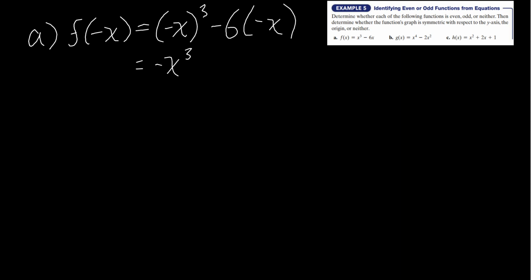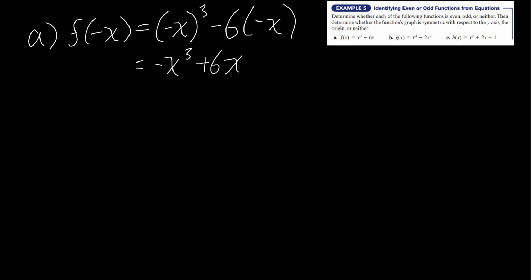Right, and so I'm replacing the x. So we're going to say negative x cubed, minus 6 times a negative x. Let's do the arithmetic here. Well, negative x cubed is just going to be negative x cubed. And then we have a minus 6 times a negative x, so we're going to have a plus 6x.